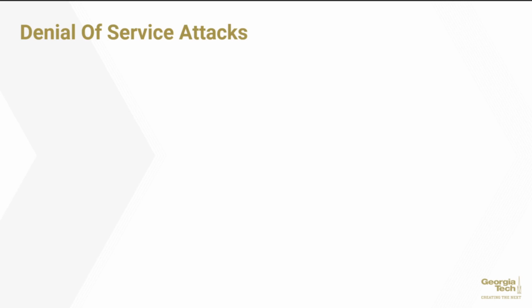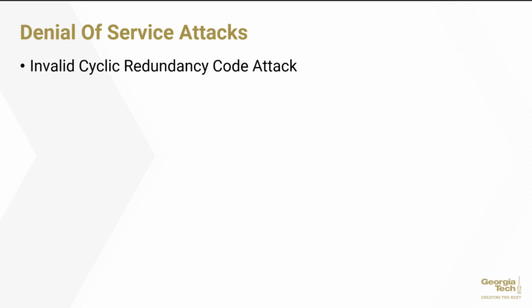And lastly, we have denial of service attacks. Denial of service attacks attempt to break the communication links to prevent remote monitoring or control of a system. It requires large volumes of injected packets. One type of attack is the invalid cyclic redundancy code attack. The invalid cyclic redundancy code attack injects large volumes of Modbus packets with incorrect CRC.